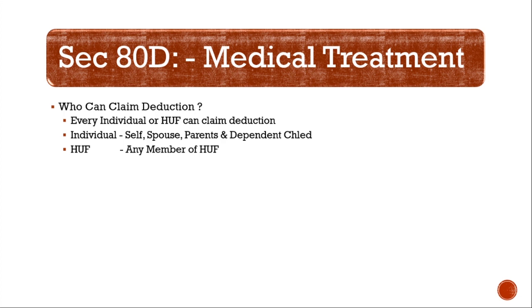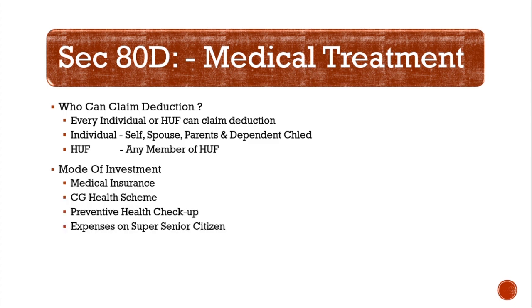But we have to also understand what person means here. Person means every individual or HUF. Make a note that every individual, that means both resident as well as non-resident individuals, is covered under this section. What does individual mean here? Individual means self, spouse, parent and dependent child. Make a note that here only dependent child is covered, not the independent child. In case of HUF, any member of the HUF. There are certain limits specified in this section. Let us have a look at it.